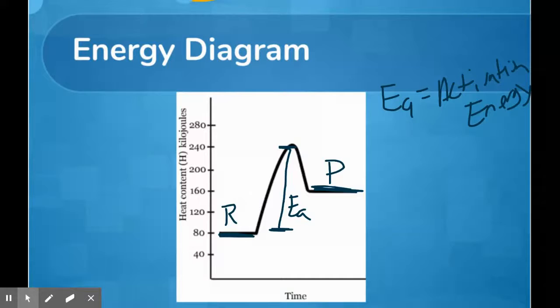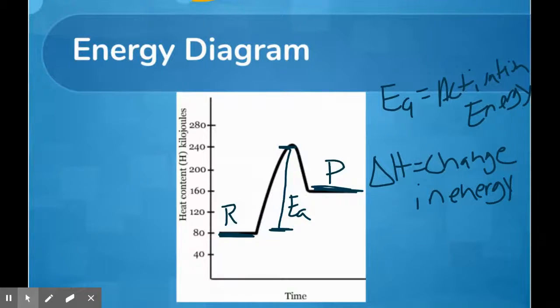The fourth thing that you need to be able to label is delta H, which is the change in energy between the reactants and products. Okay, and delta H is the energy from the reactants to the products. That's the change. Okay, so to calculate delta H, you would do the energy of the products minus the energy of the reactants.